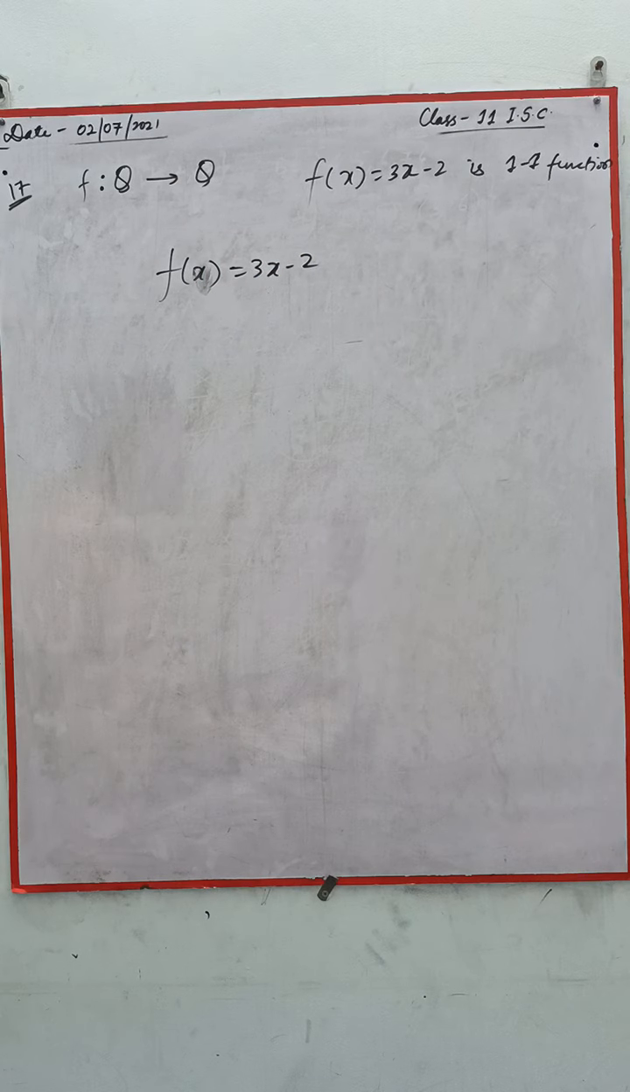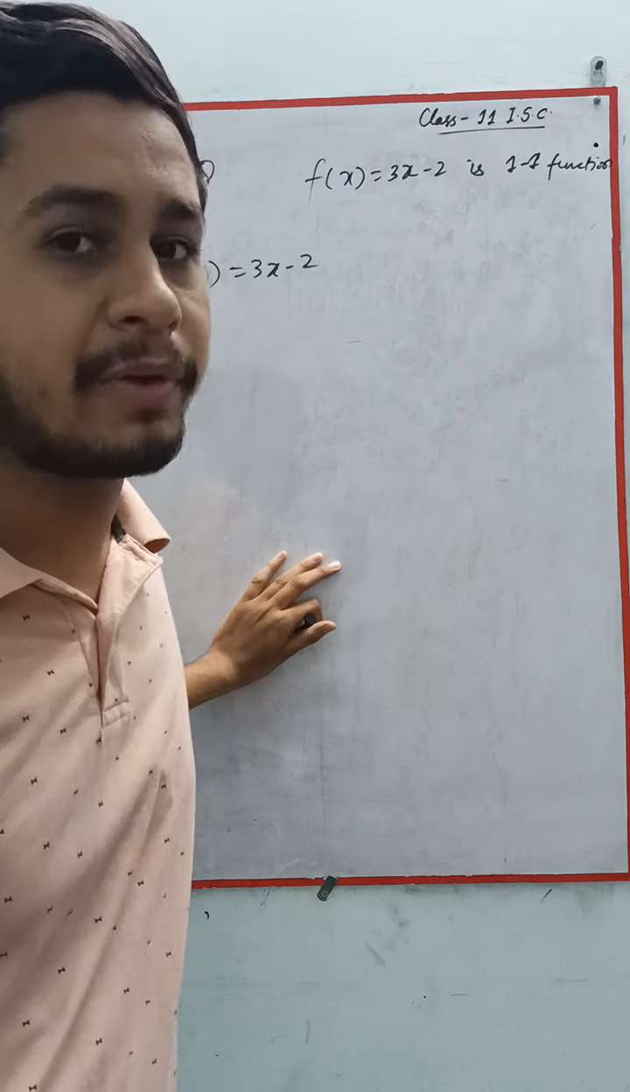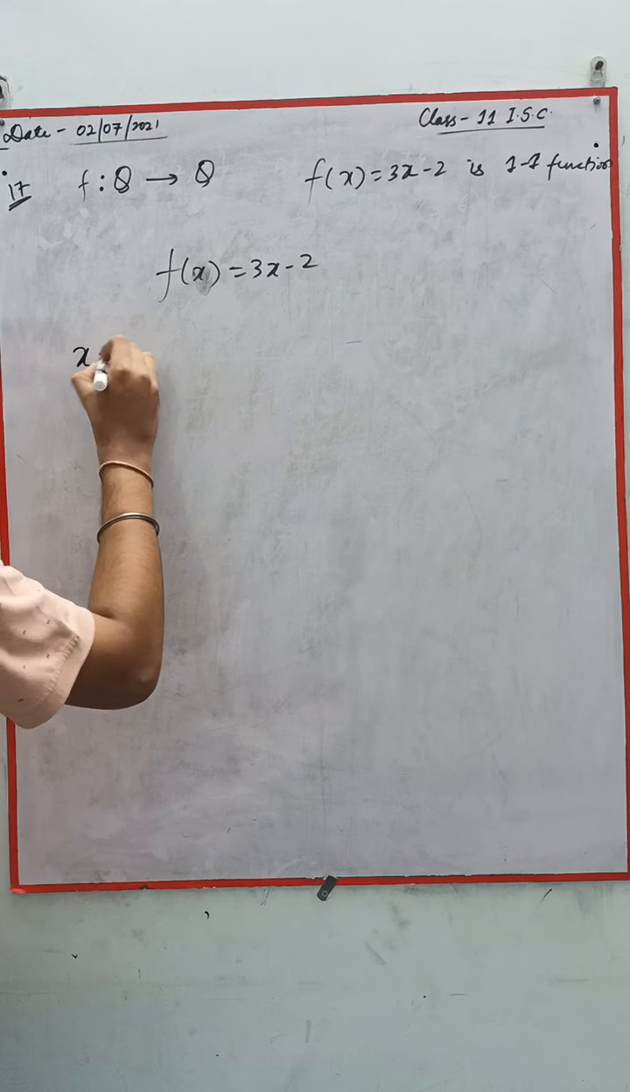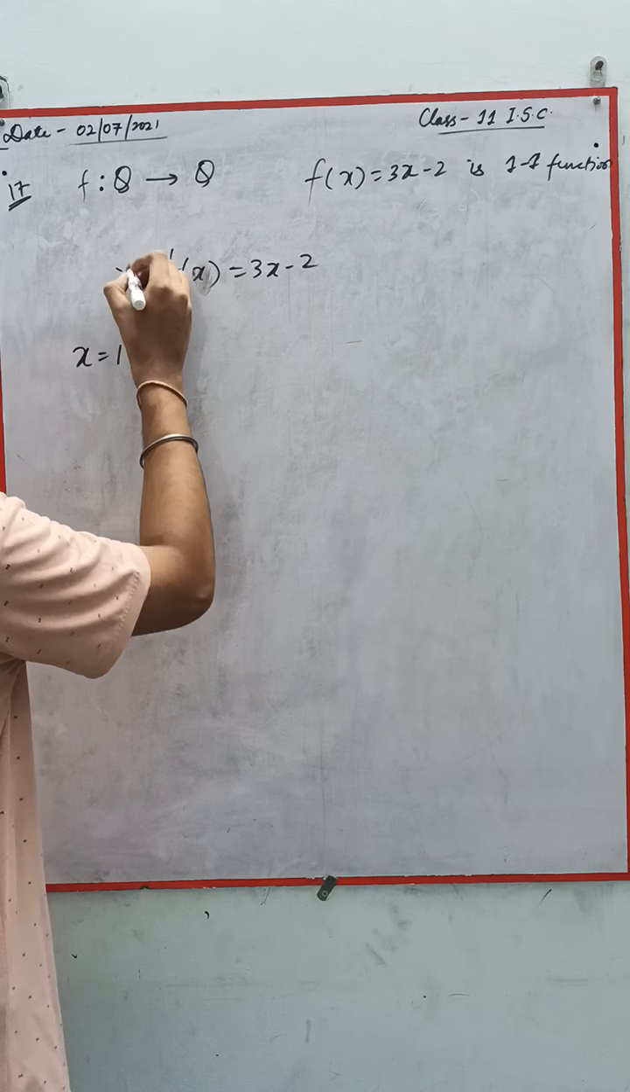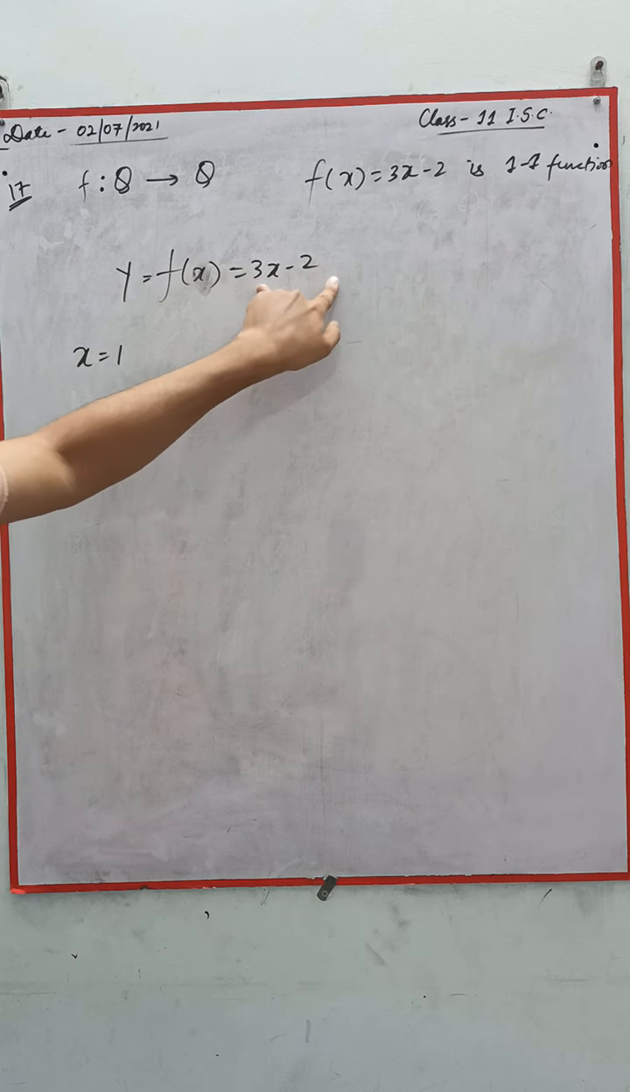We have to prove that it is a 1-1 function. Now please understand how we will solve. You can solve this question in the diagrammatic way also, that means through mapping. If you consider x and this is y, then you have to consider that y is equal to 3x minus 2.